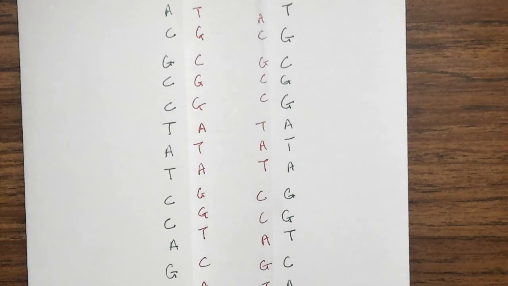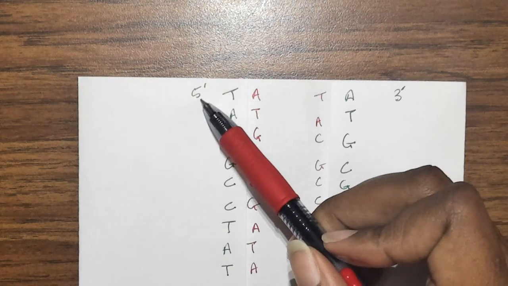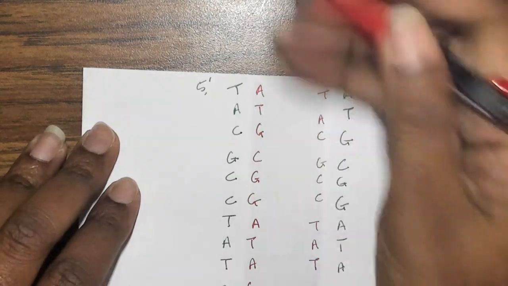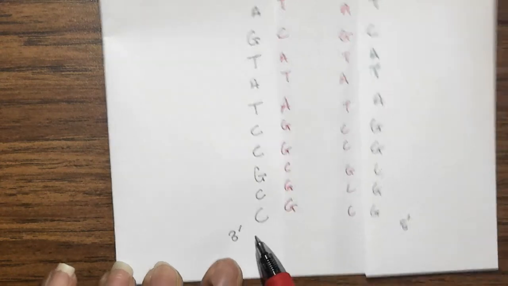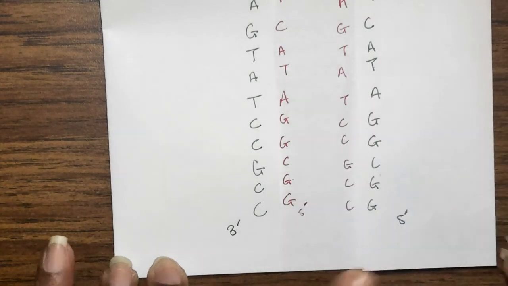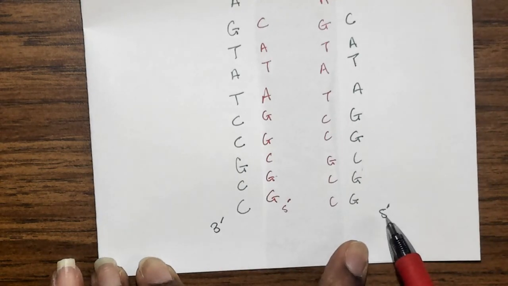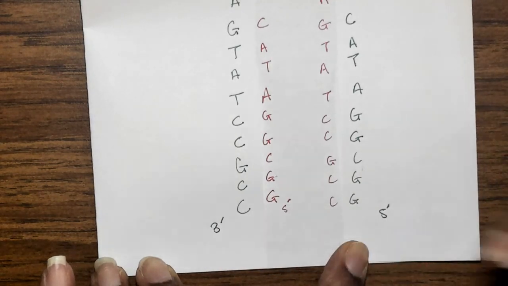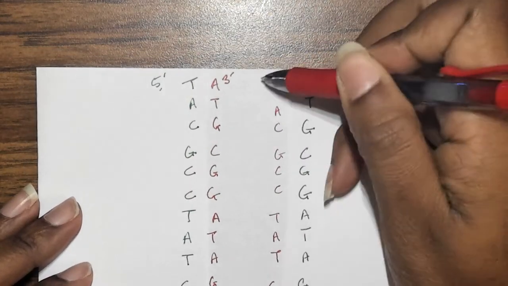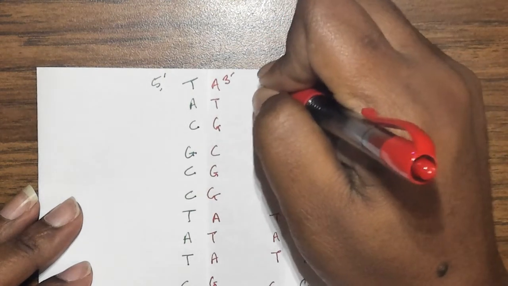Now let's talk primes. So over here, I've got a 5 prime. So over here, I've got to have a 3 prime. And so over here, I've got a 3 prime. So over here, I've got to have a. Okay, now on this side, I've got a 5 on this side. So this must be a. Over here, I've got a 3 on this side. So this must be a. Good.